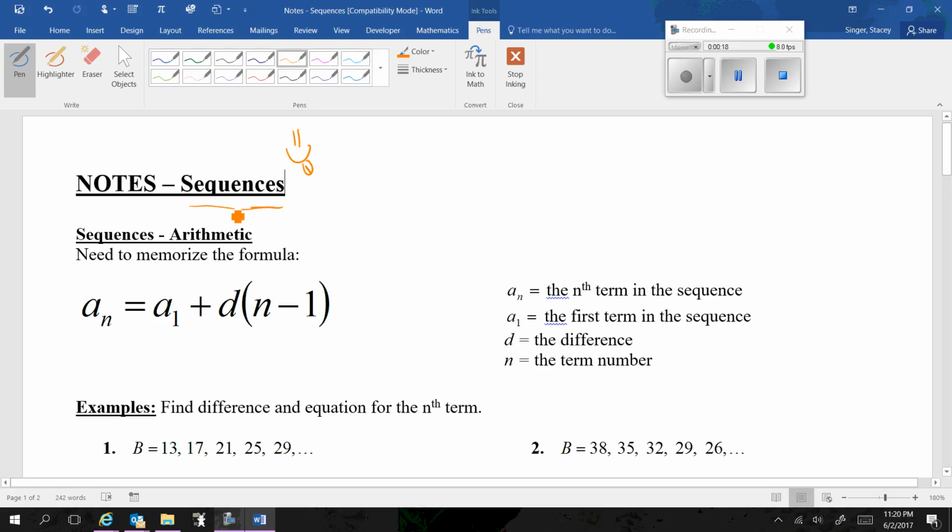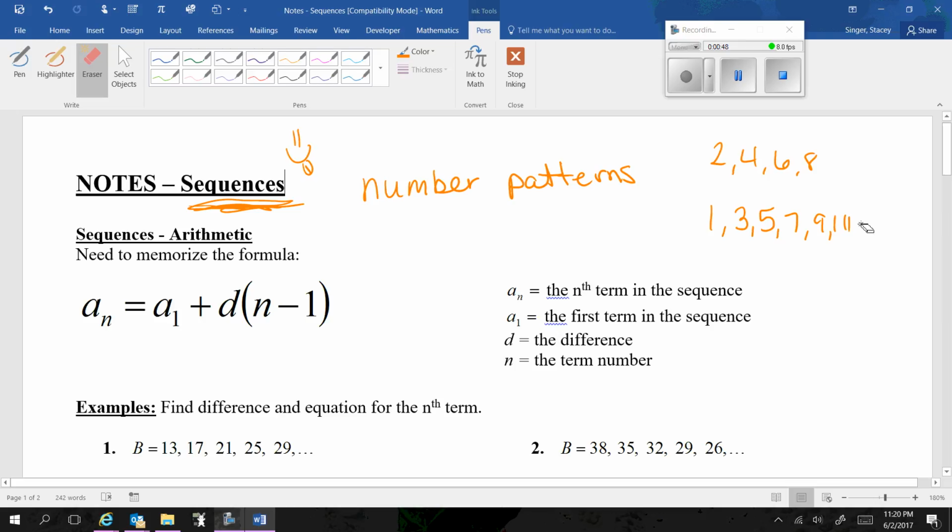Anyways, we need to talk about sequences. Sequences is a fancy word for number patterns, and we know number patterns. A number pattern would be 2, 4, 6, 8, which is even numbers. Odd numbers: 1, 3, 5, 7, 9, 11. Whoops, one too many ones.